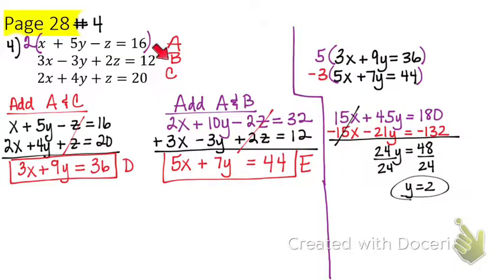So we can't use A, B, or C because I need to know 2 and I only know 1. So I have to use D or E next. Doesn't matter which one. So which one do you want to pick? All right, I'm going to pick D. So D says 3x plus 9 times y, which we just figured out is 2. So go ahead and solve that for x.